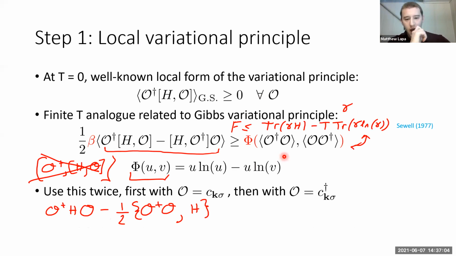I mean, the only time I've ever seen this is in this one paper by Sewell. But I would guess, as long as the traces involved are well behaved, then you would have this inequality. If everything in here is trace class, then the derivation goes through. I've never seen it used. Actually, this is the only paper I've ever seen it in, but I would imagine it would hold also. Okay.